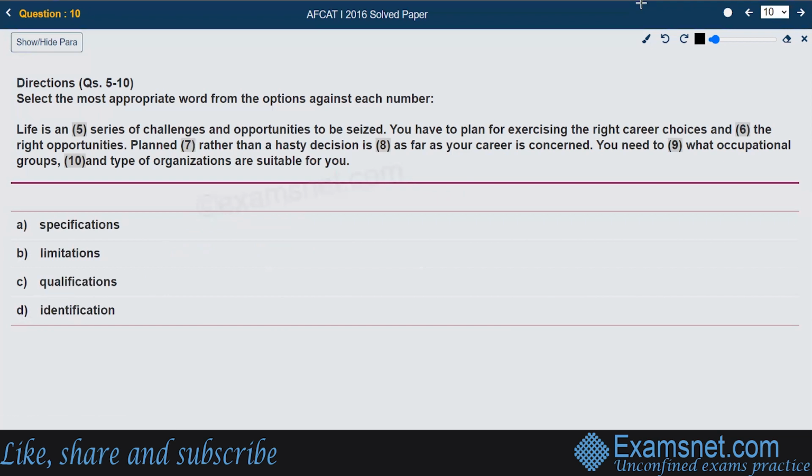Then again we have to fill the last one. What occupational groups dash and type of organization are suitable for you? So the right answer for question number 10 should be qualification. What qualification you have, what degree you have, what academic proficiency you have, that's what should fill the gap of 10. So qualification is the right word. You need to check what occupational groups and qualification and type of organization are suitable for you. So the right answer is C, qualification.